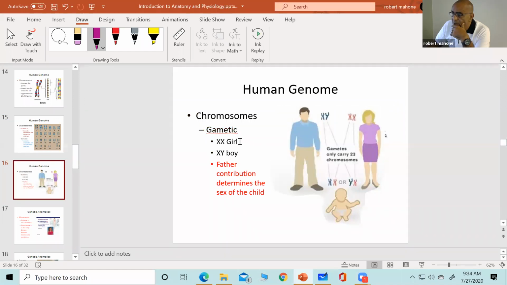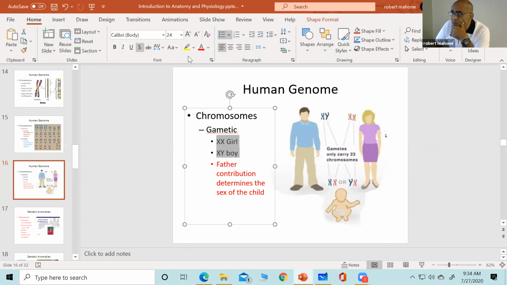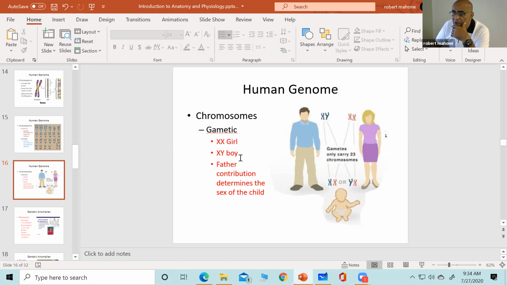Know that the combination for the 2, they're not in red, but I'm going to change them right now because they should be. XX is girl, XY is boy. And that the father determines the sex of the child.